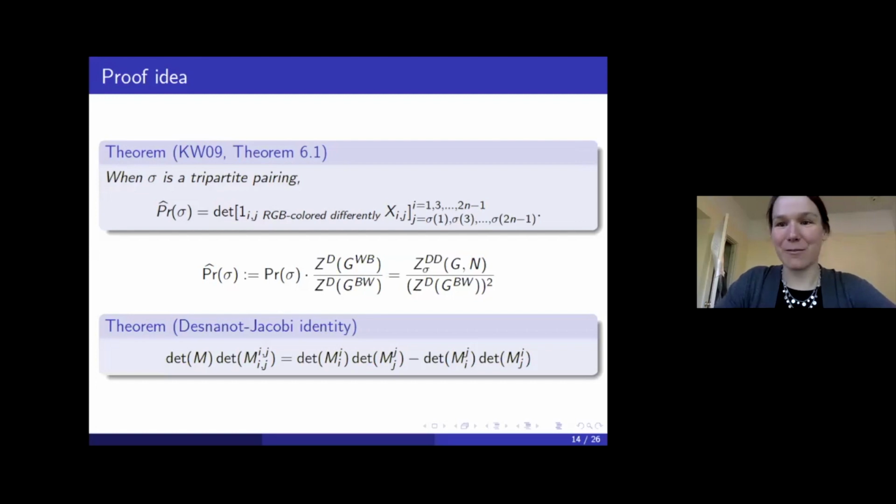The idea would be to use the Desnanot-Jacobi identity with Kenyon and Wilson's matrix, because removing row i and column j of their matrix would correspond to deleting 2 nodes from the node set. Maybe there's some fiddling around with the signs, so this minus turns into a plus, but it feels like we should be almost done. I'm going to illustrate what goes wrong with an example.